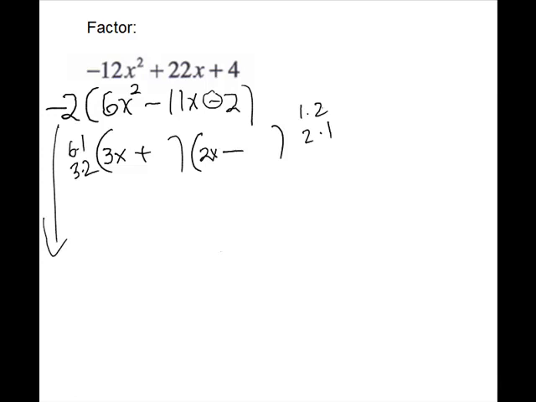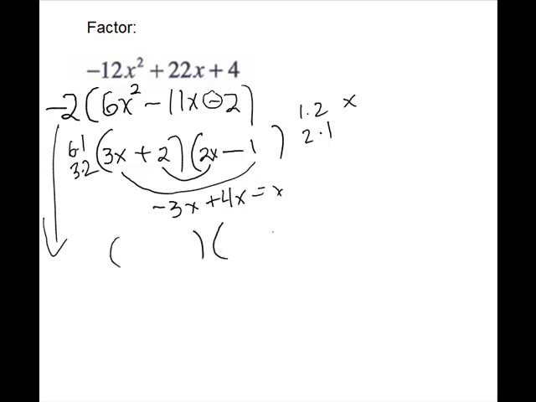And it will not work with 1 and 2 because the 2 would go in with the 2. So I can toss that one. I'll try 2 and 1. I'm getting minus 3x plus 4x. And this doesn't work. It gives me x. All right, so I'll go to the other choice.